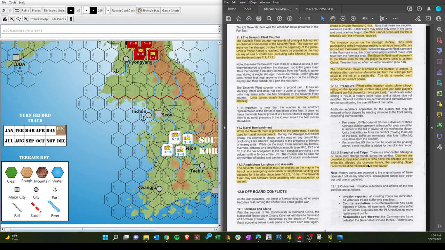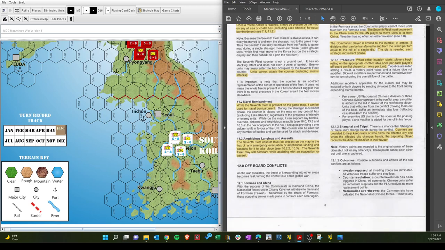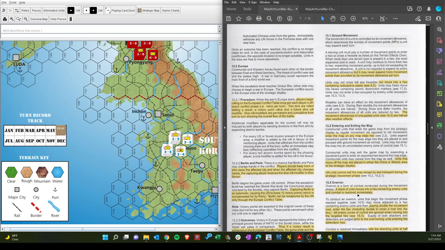Shanghai and Taipei, you get victory points for those if you get them, and this is however this plays out. Every turn, you roll against the conflict tables, and see the outcomes here. And we do see down here, invasion repulsed. You can assign units. All invading troops are eliminated. All victorious troops suffer one step loss. Counter-revolution triggered in China. Nationalists overthrown. The communists have deleted. You see, it's one or the other, etc.